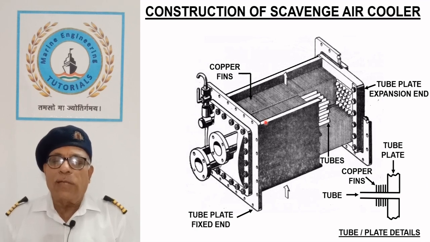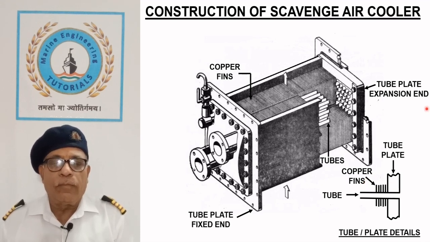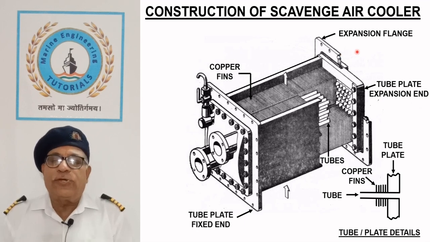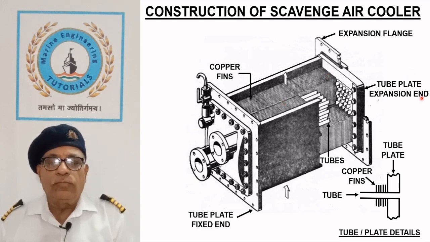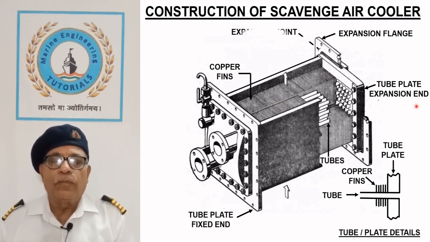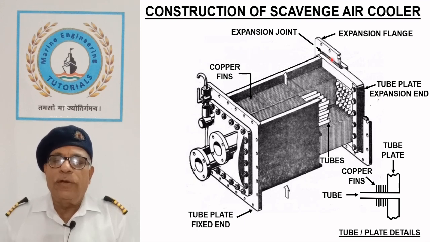As air has relatively poor heat transfer property, Scavenger Air Cooler tubes are always equipped with copper fins to improve the heat transfer by increasing the surface area. The fixed expansion flange allows free movement to the tube plate on this side. The expansion joint seals the air and prevents its leakage.